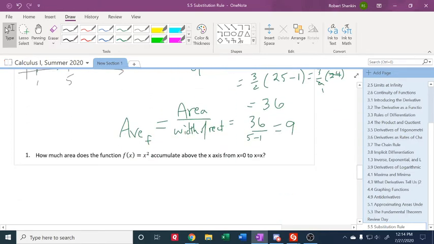All right, now let's go to number 6. Number 6 is a crazily worded question on purpose. See if you can make sense of this and give an answer. How much area does the function f of x equals x squared accumulate above the x-axis from x equals 0 to x equals x?